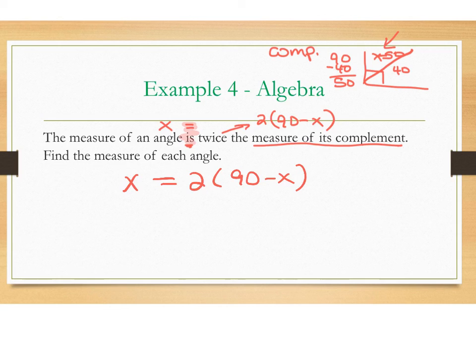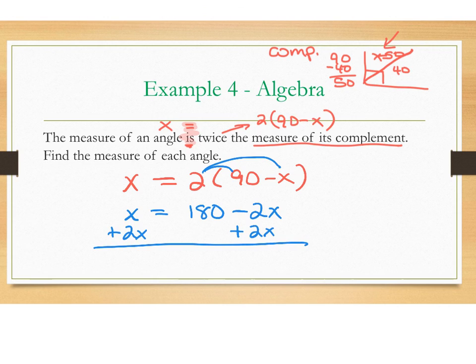I'm going to apply my distributive property. I'm going to distribute the 2 to the 90 and to the x. I'm now going to combine my x's together. So I'm going to add 2x to both sides, and get 3x equals 180. Divide by 3, and x equals 60 degrees.